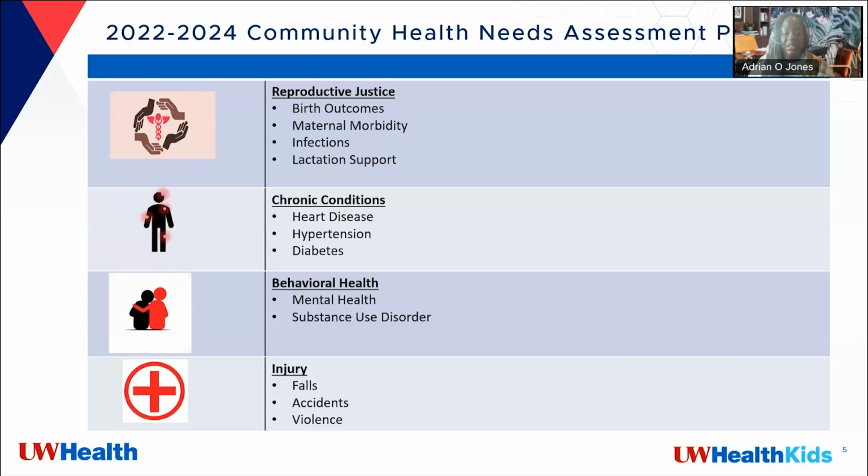And then we have chronic conditions, which falls with heart disease, hypertension, diabetes, our behavioral health work, mental health and substance use, and then our injury prevention, which is actually a newly added health priority, and that includes falls, accidents, and violence prevention.